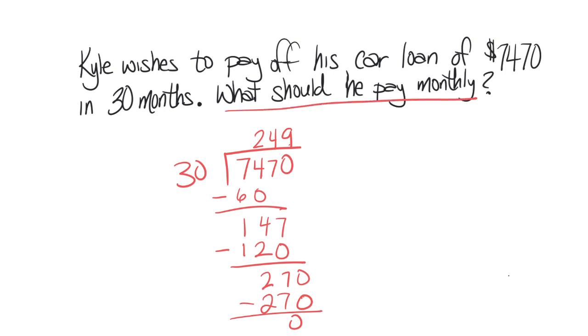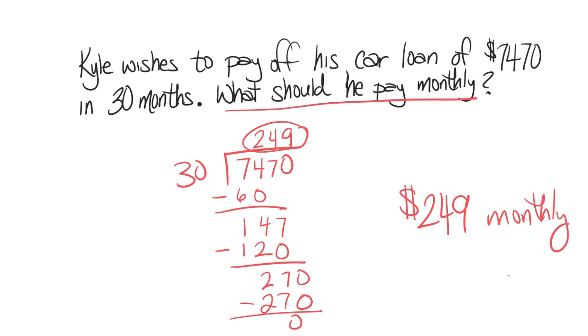So what should he pay monthly? Well, that's what your quotient is right there. He needs to pay $249 monthly. All right, and I guess that's assuming there's no interest on that loan, because then he'd have to be paying more, but I think we're just going with that. All right, let's try one more like this.